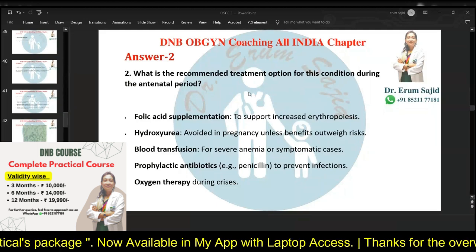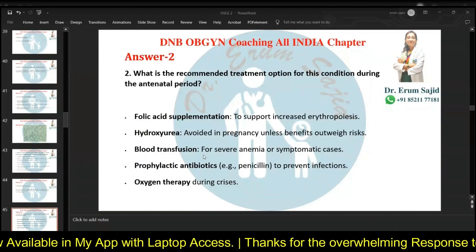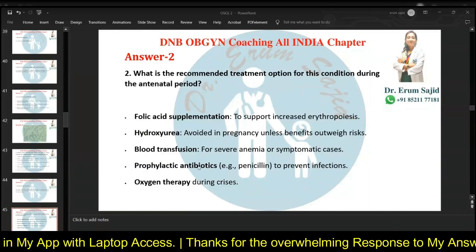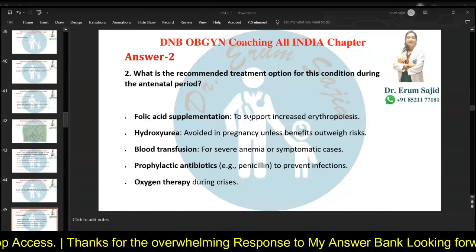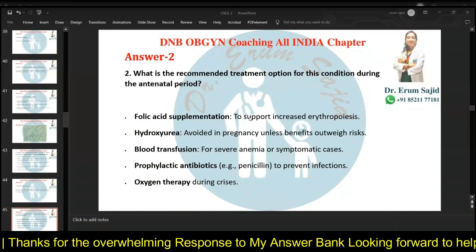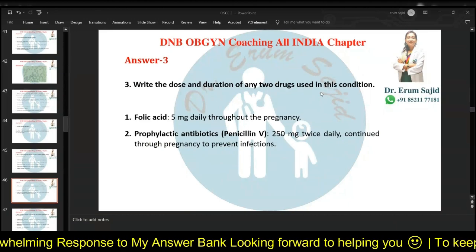That means in pregnancy, you will avoid hydroxyurea, but you can keep giving blood transfusions. Prophylactic antibiotics like penicillin is usually given. Oxygen for crisis, and high dose folic acid is usually given in sickle cell disease. Write the dose and duration of any two drugs used in this condition.